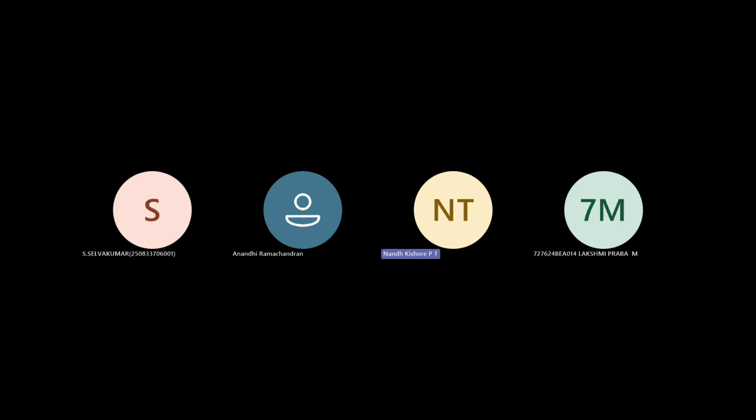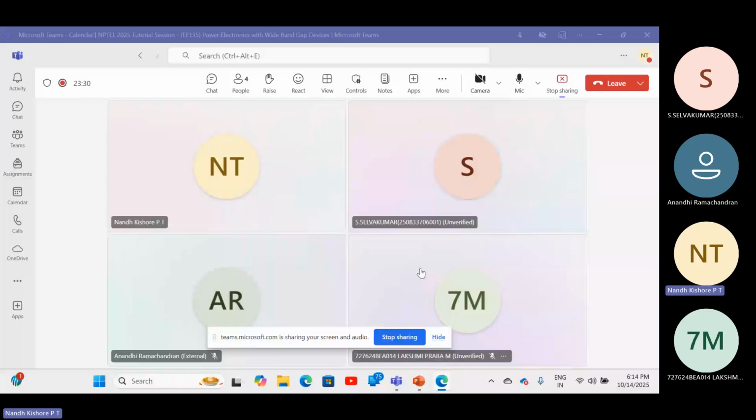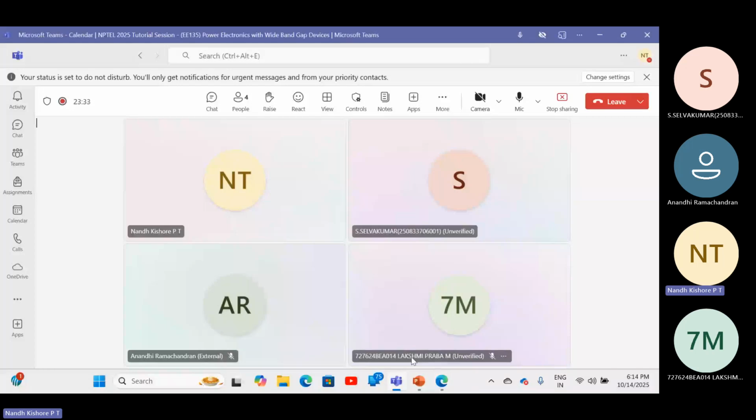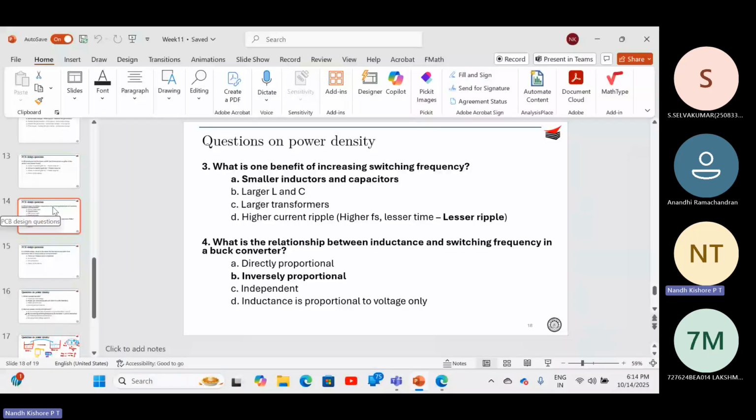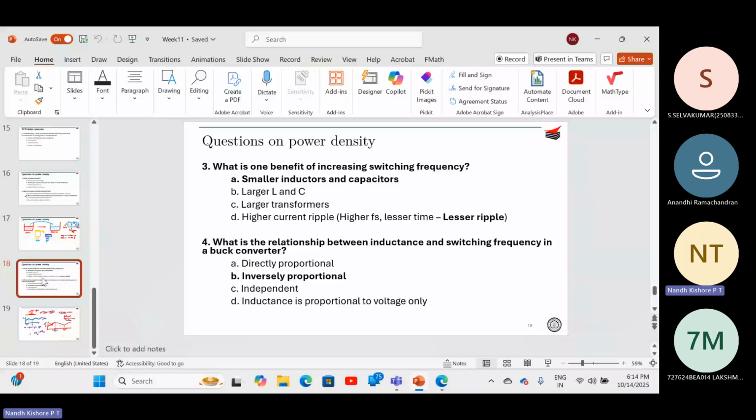Yeah, so hello, good evening and welcome to the final session of our tutorial on power electronics with wide band gap devices. From the last class itself, we have been seeing a few questions and previous year assignment problems from different topics. In the last class we covered questions on motor drives, renewable energy sources, and PCB design. And finally, we came to questions on power density, if you remember. So we will continue with that today.